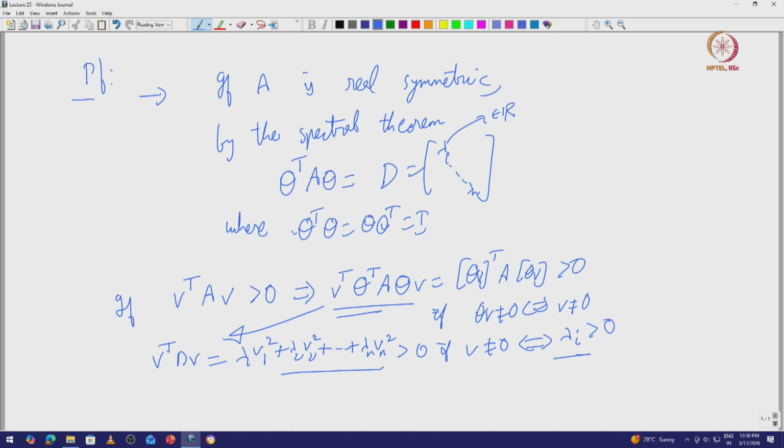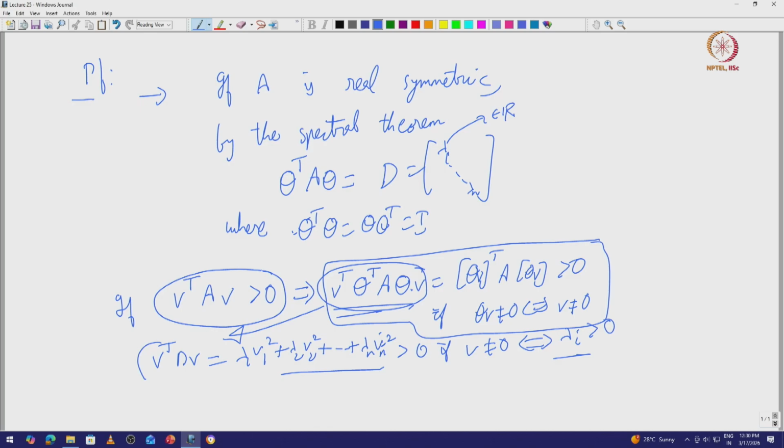So we need to go the other way around. That is, if the eigenvalues are all strictly positive, then why is the matrix positive definite? Now, of course, you can go from here to here, it's fine. This is certainly true. V transpose theta transpose A theta V is positive for all V not equal to 0. For all theta V not equal to 0, but that is equivalent to all V not equal to 0 because theta is invertible.